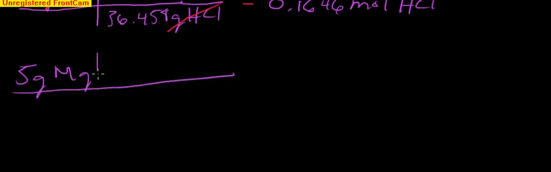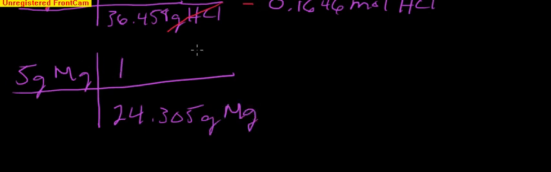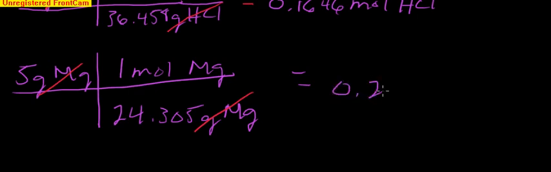So my fence post problem. I need to put grams on the bottom. The molar mass of magnesium is 24.305 grams of magnesium, and I know that's equal to 1 mole of magnesium. So once again, the grams of magnesium are going to cancel here. The units I'm going to be left with is moles of magnesium, which is what I wanted. When I divide 5 by 24.305, I'm going to get 0.2057 moles of magnesium. Alright, so now I've converted my grams into moles.